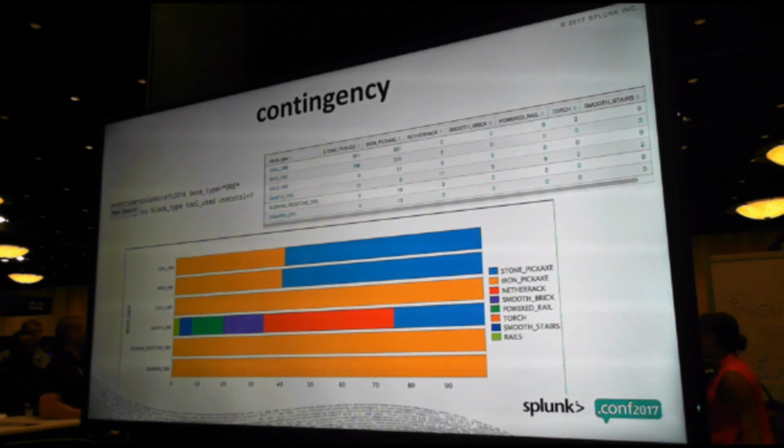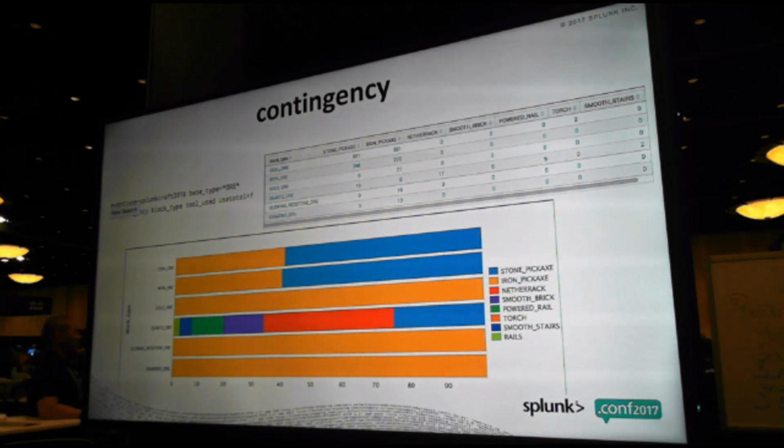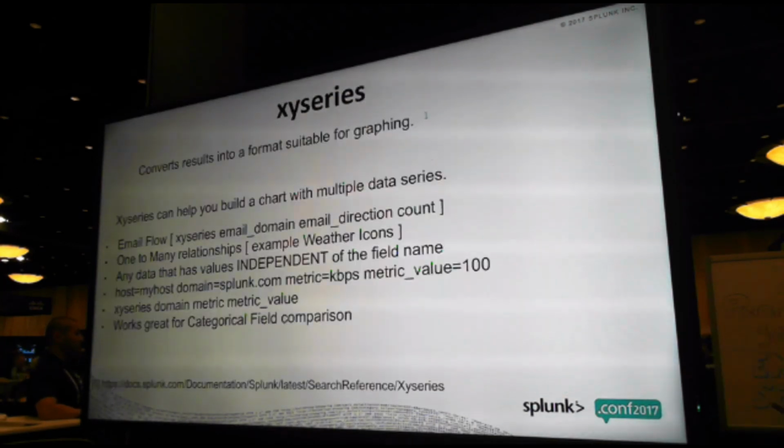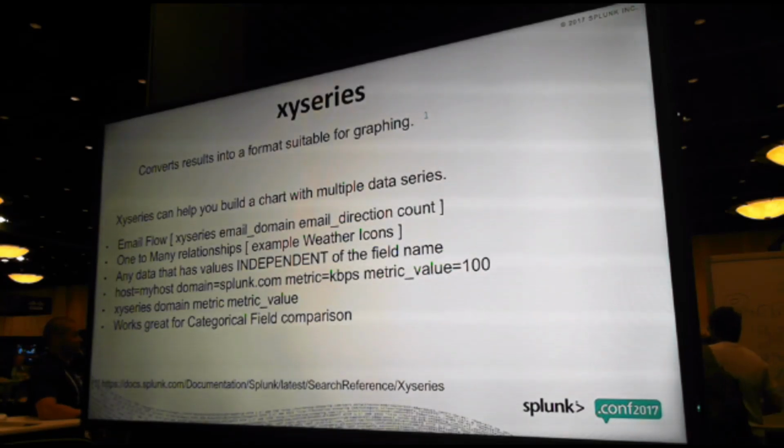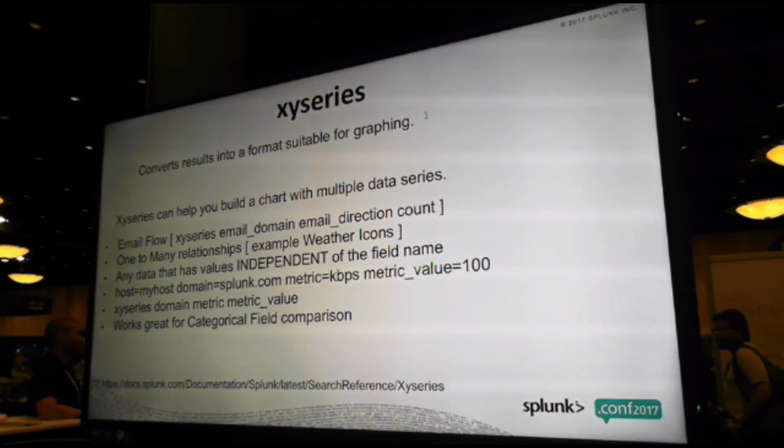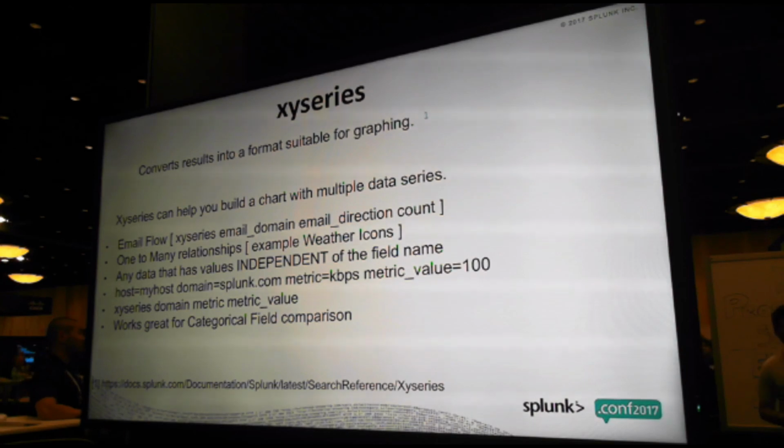And it just shows up block type and stone pickaxe. There's a few other options that you can adjust how this does the correlations, but it generally just counts things, but it's very quick at it. And then you can graph it on this beautiful little bar chart, and you get percentages by just looking at it. XY series, it's another one that returns results into a format suitable for graphing.